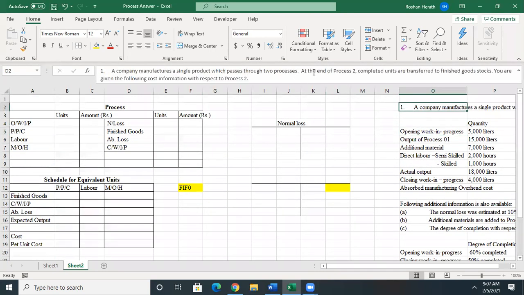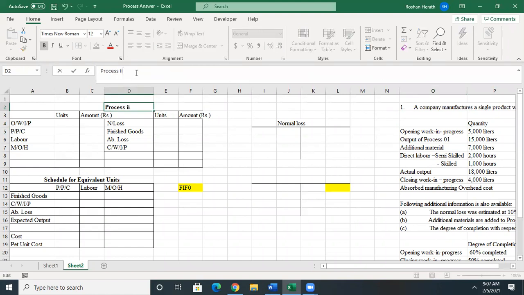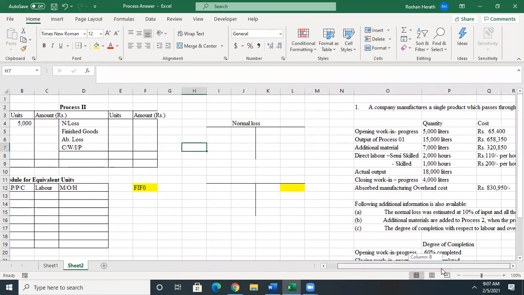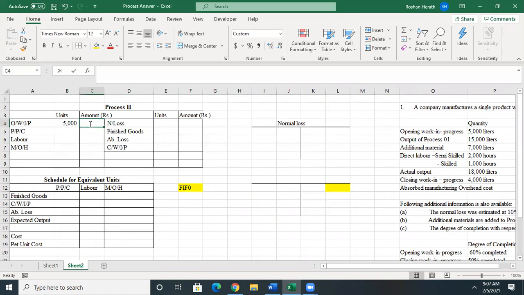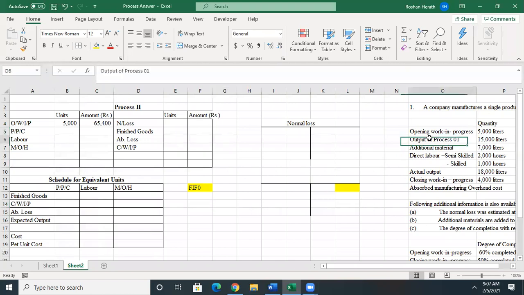It's a single product. At the end of process 2, complete the units and transfer to finished stocks. You are given the information related to process 2. Process 2 information, right? Okay. So let's take the opening WIP, 5,000 liters, 65,400. Output of process 1, no?